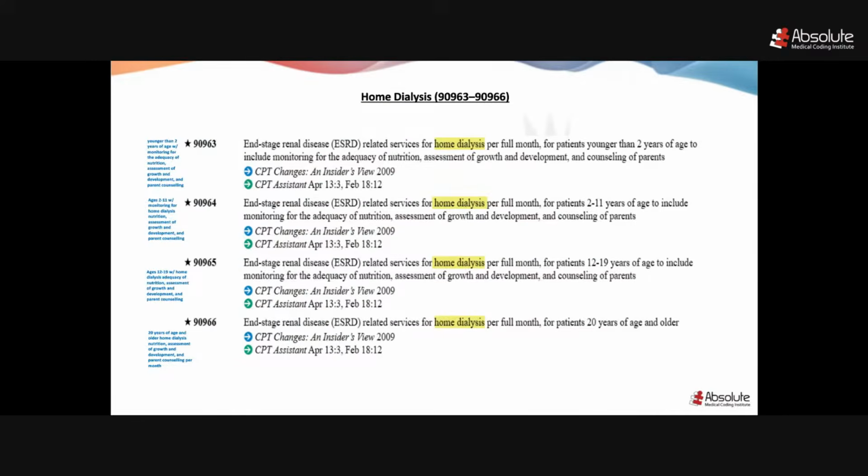Next, let's talk about home dialysis codes. They are reported per full month, and like the outpatient codes, they are also age specific. You can see the code 90963 is for patients younger than 2 years. Then we have code 90964, which is for patients aged 2 to 11 years old. Next we have 90965, which is for patients whose age is 12 to 19. All these codes include the nutrition, growth and development, and parent counseling.